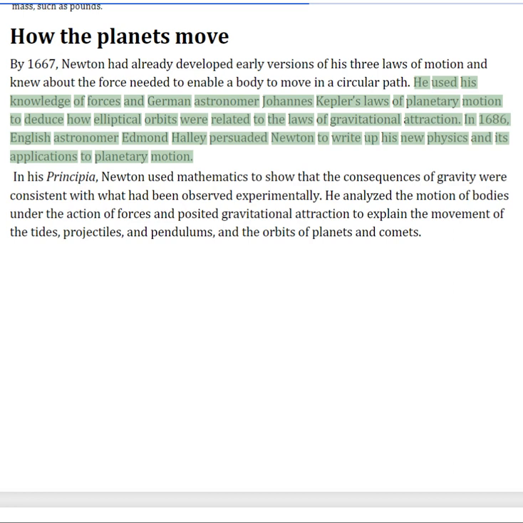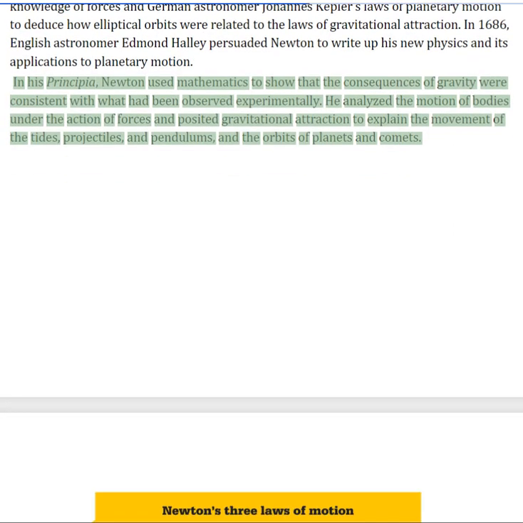In 1686, English astronomer Edmund Halley persuaded Newton to write up his new physics and its applications to planetary motion. In his Principia, Newton used mathematics to show that the consequences of gravity were consistent with what had been observed experimentally. He analyzed the motion of bodies under the action of forces and posited gravitational attraction to explain the movement of the tides, projectiles, and pendulums, and the orbits of planets and comets.